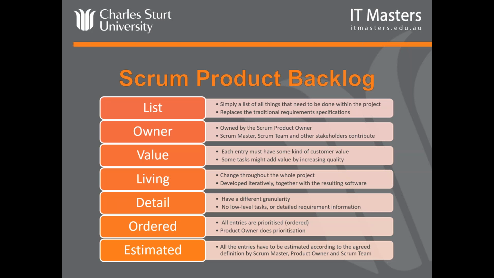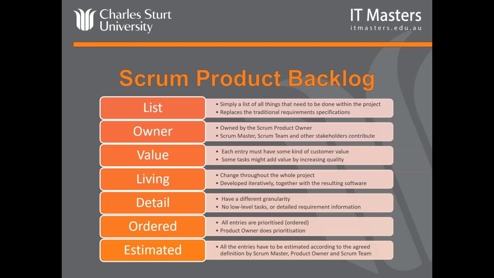Now the backlog is owned by the product owner and all entries are prioritised and ordered according to that product owner. The Scrum Master, the Scrum team and other stakeholders will all contribute to it, and it's considered a living document that obviously therefore needs to be maintained regularly.